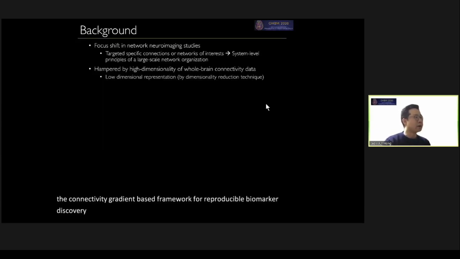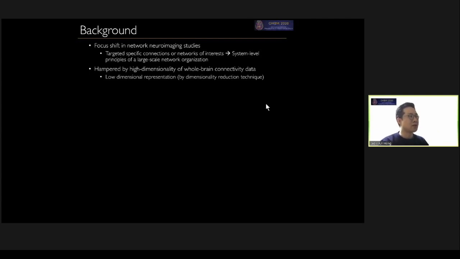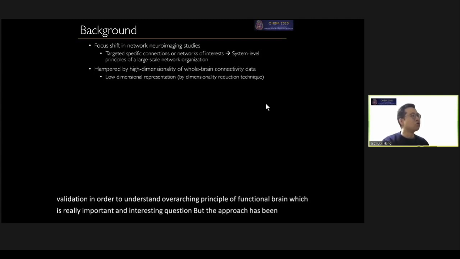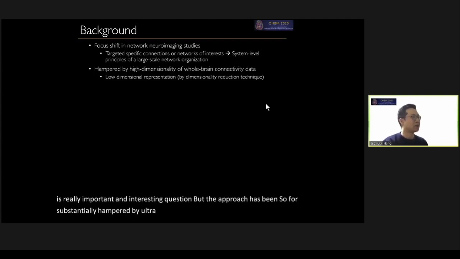As you know well, network neuroimaging research now has a relatively long history, like two decades. The initial focus of the research was targeting specific connections or networks of interest, such as the DMN or the frontoparietal network. Now it has been increasingly moving toward a more system-level principle of large-scale network organization in order to understand the overarching principles of the functional brain, which is a really important and interesting question, but the approach has so far been substantially hampered by the ultra-high dimensionality of whole-brain connectivity data.